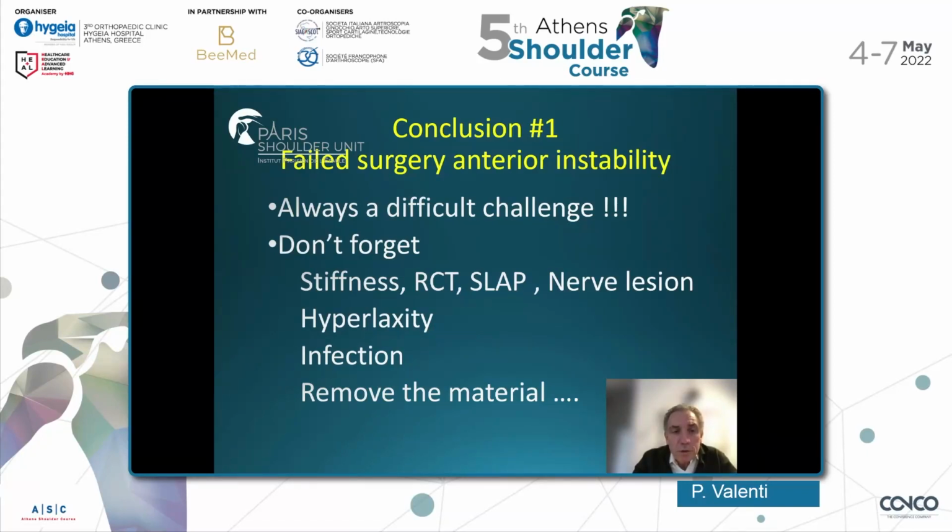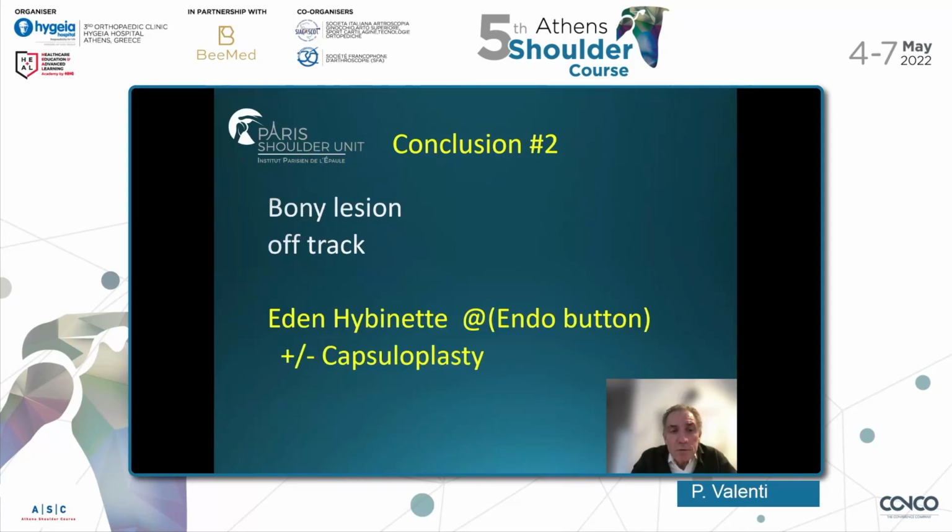But the first message is don't forget hyperlaxity, infection, stiffness, rotator cuff tear, SLAP lesion, nerve lesion. And sometimes, if you remove the material, it's not a complicated operation, and it is enough. The second situation, if you have a bony lesion, you have an off-track lesion. My best operation in this situation is Eden-Hybinette by arthroscopy with the Endobutton. And if I can repair the labrum, if I can repair the capsule, I will do it.